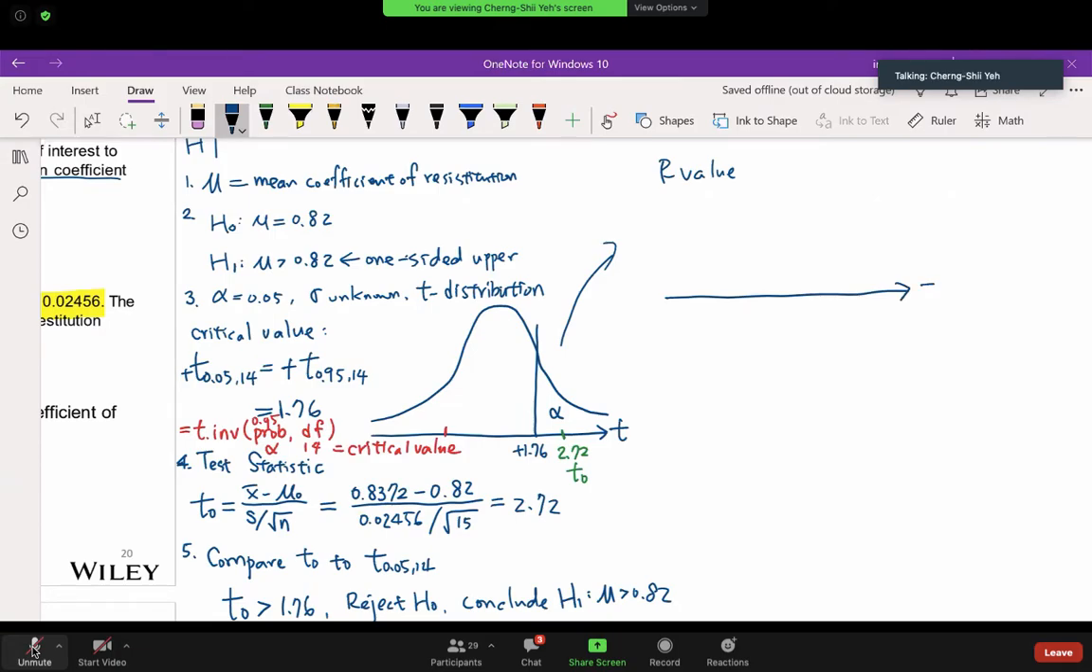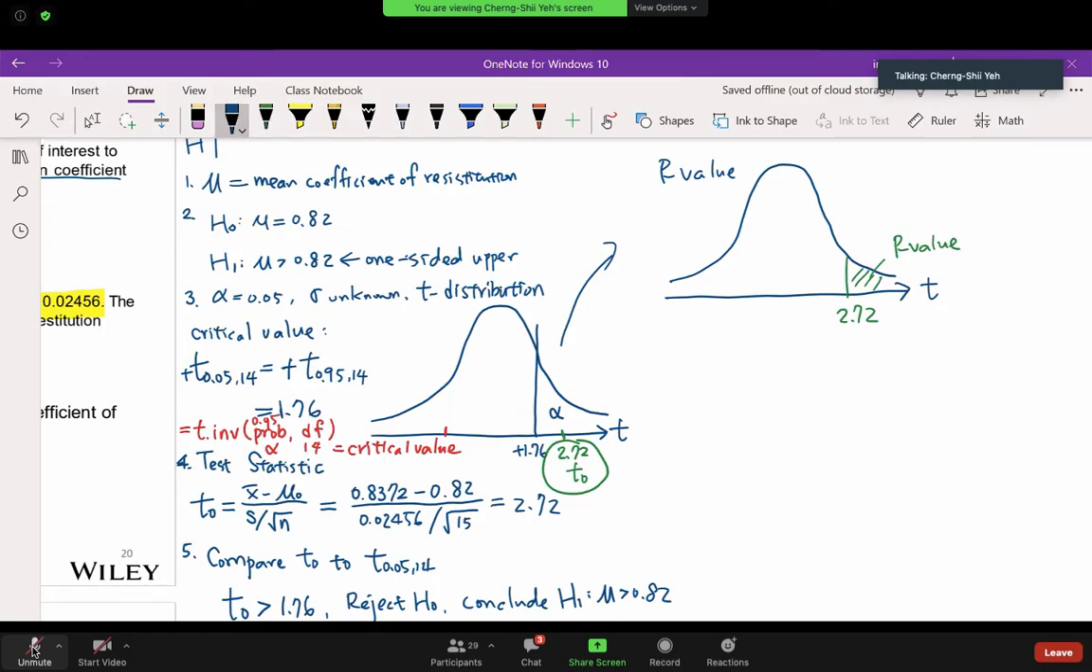It's easier to explain the p-value when you have a one-sided hypothesis test. Here is my test statistic. I purposely used a color consistent with the earlier one. This is my test statistic, 2.72. So this is my p-value, not p over 2 anymore. This is the p-value.